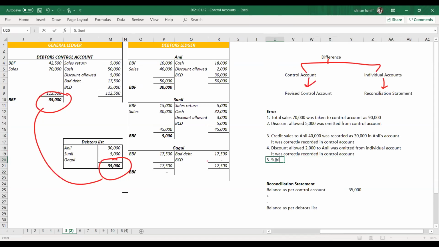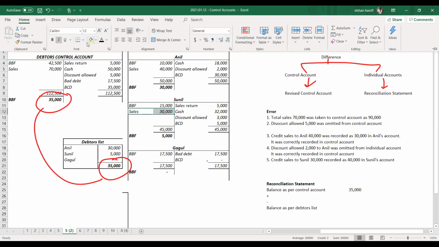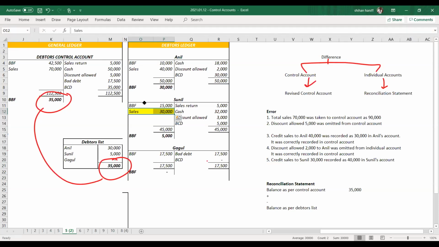Sunil's opening balance. No. Credit sales to Sunil 30,000 recorded as 40,000 in Sunil's account. Is recorded more. 30,000 recorded as 40,000, 10,000 extra.